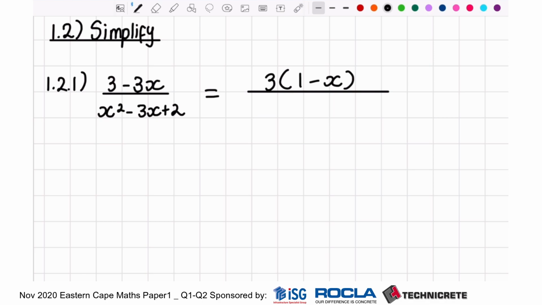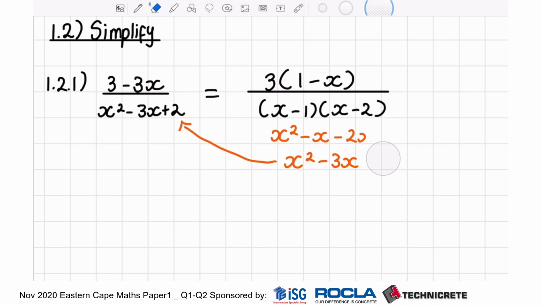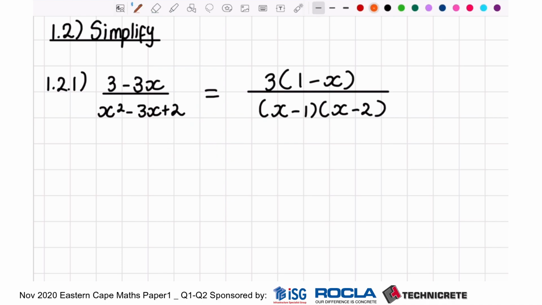And then in my denominator, I've got a quadratic expression. And if I factorize that, I get that (x minus 1) and (x minus 2) are my two brackets. If you're unsure, again, you can FOIL these. So if I were to do that, then I would have x squared as the first term, minus x as the second term, minus 2x is the third term, and my last term is going to be positive 2, and that simplified is exactly what I had here. Okay, so that's just to check that you've factorized that bracket correctly.